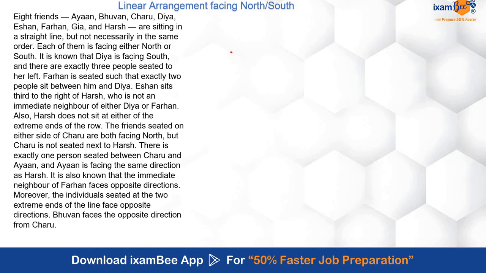It is known that Dia is facing south and there are exactly 3 people seated to her left. That means whenever the words exactly or only come in reasoning, it makes the statement definite. So if we place Dia over here, facing south, the 3 persons to her left are definitely sitting over here. So here is Dia and 3 persons towards her left.